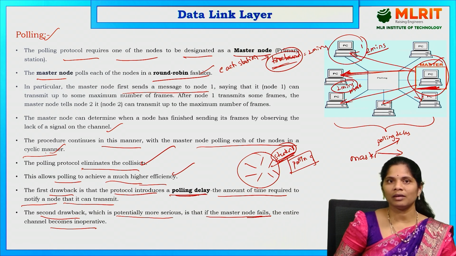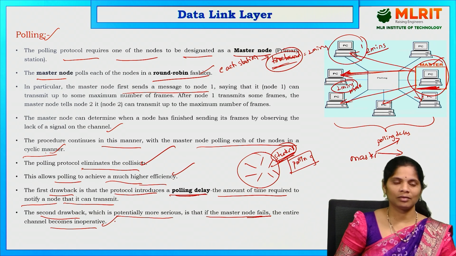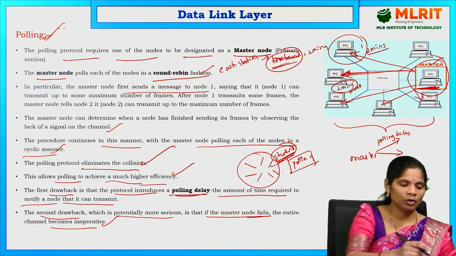It means the entire channel is going to be inoperative. That is the second drawback in the polling condition. This is about the polling channel addition protocols, the controlled access protocols.